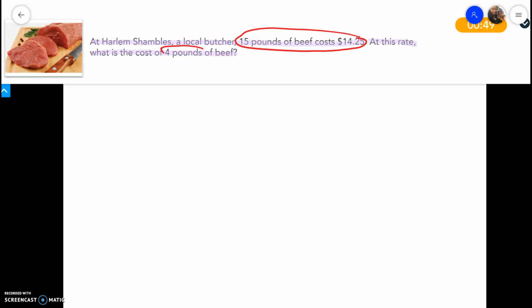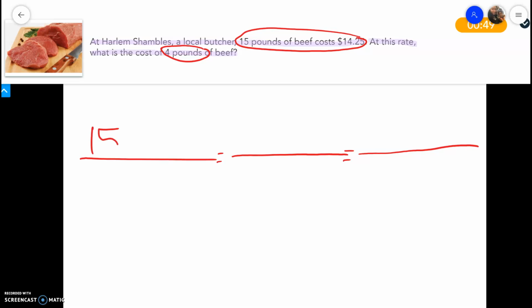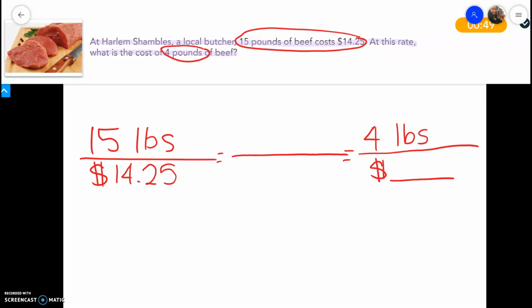So I circle them. We can write that down in our equivalent fractions, which we should be setting up on our paper or whiteboard. For our equivalent fraction for the first one, we're going to write 15 pounds over $14.25. We need to find the unit rate eventually, to eventually find how much 4 pounds of beef costs. So my last equivalent fraction will have 4 pounds over blank dollars.